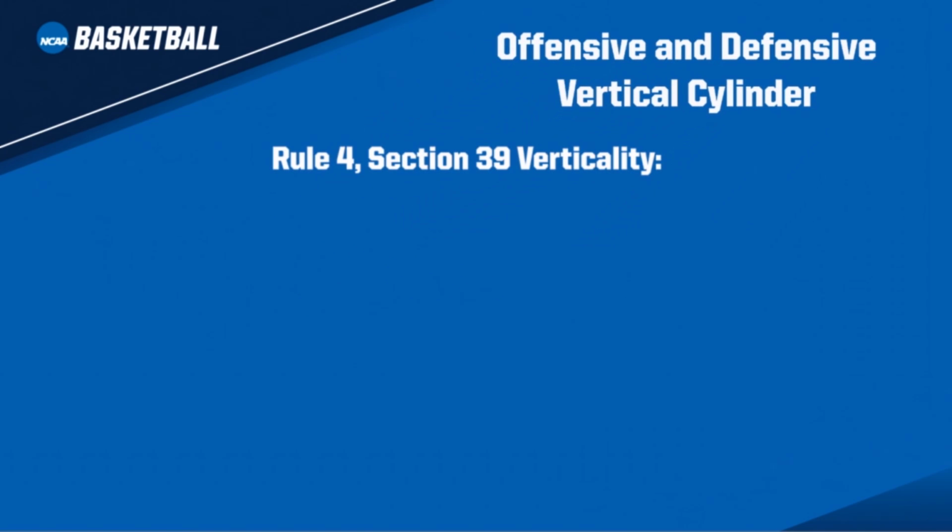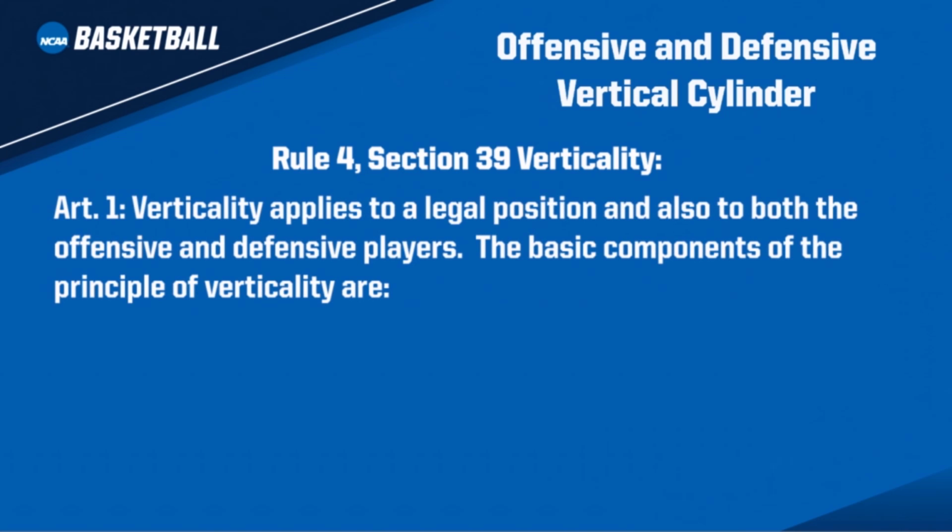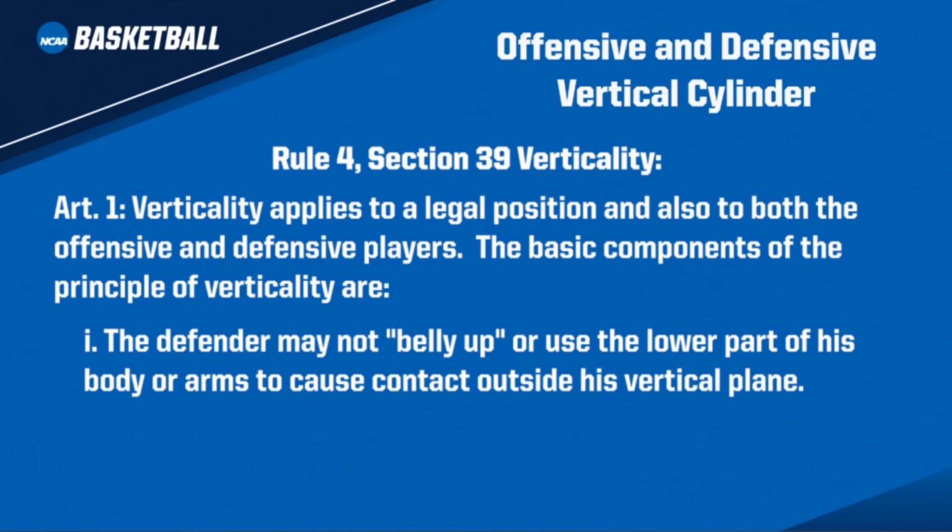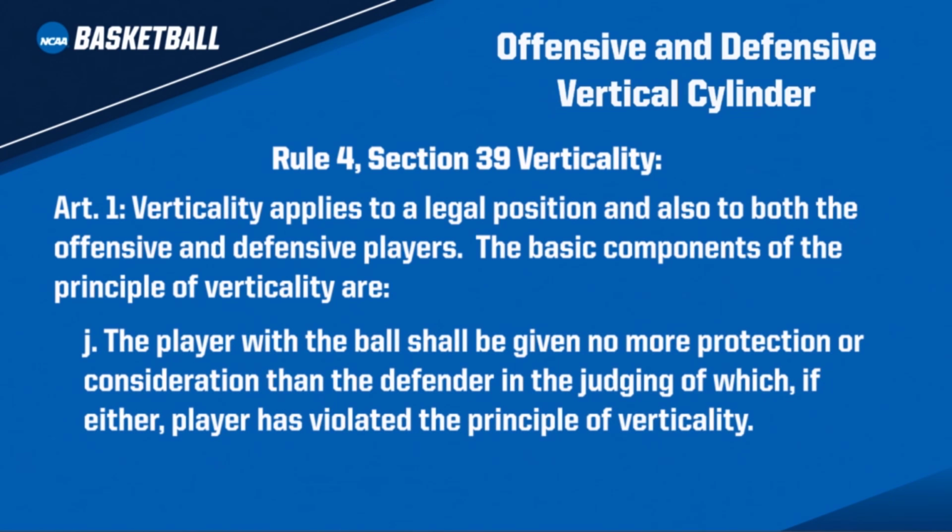Rule 4, Section 39, Verticality. Article 1. Verticality applies to a legal position and also to both the offensive and defensive players. Some of the basic components of the principle of verticality are: I. The defender may not belly up or use the lower part of his body or arms to cause contact outside his vertical plane. J. The player with the ball shall be given no more protection or consideration than the defender, in the judging of which, if either player has violated the principle of verticality.